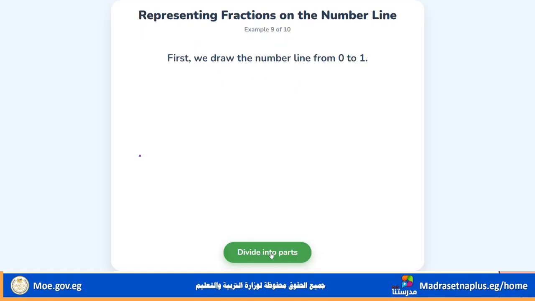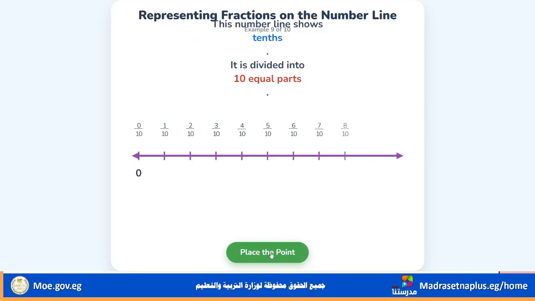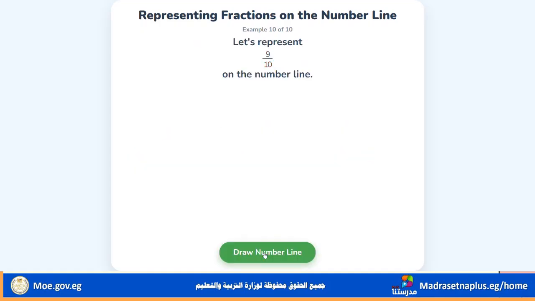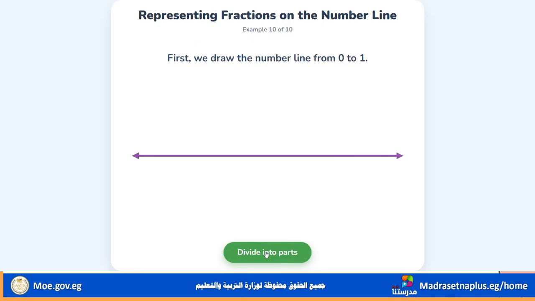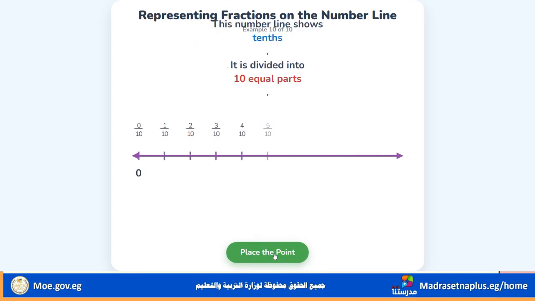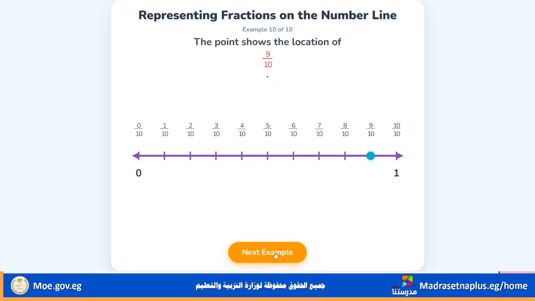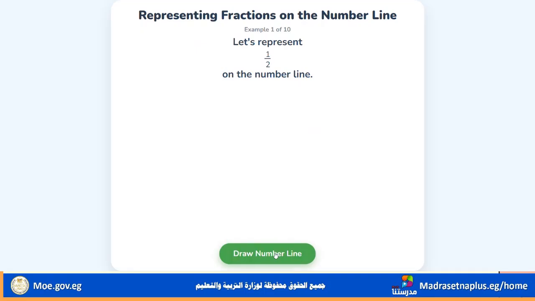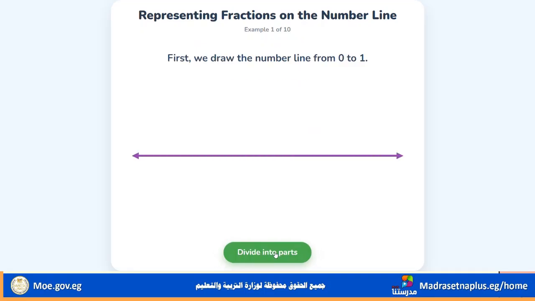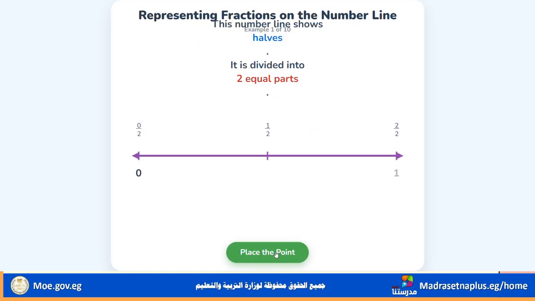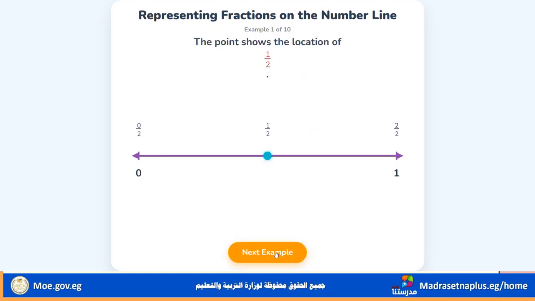3/10. Draw a number line, divide into parts, place 3/10 at this point. Yes. 9/10. Draw a number line, divide into parts. Yes, 9/10. Okay, the same. First one, 2 parts, 1/2.